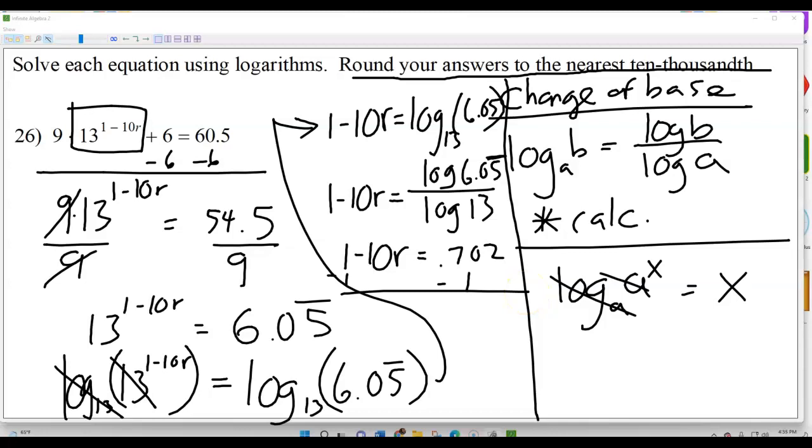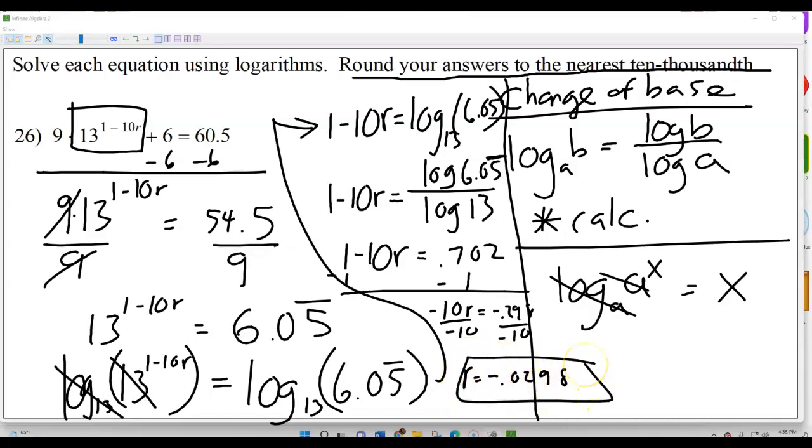After that, we minus 1 on both sides and just solve it like normal at this point. There's no more weird things to be aware of. So now I've got negative 10r equals negative 0.298. And then we just divide by negative 10. And I end up with r equals negative 0.0298 is my final answer for that one.